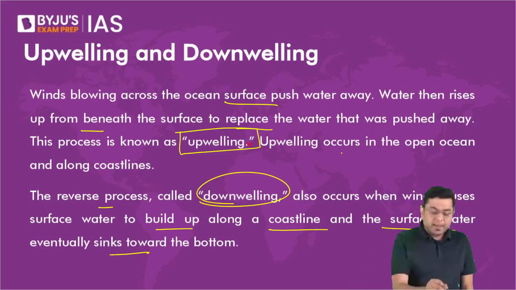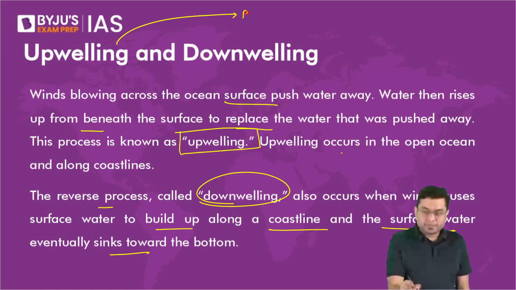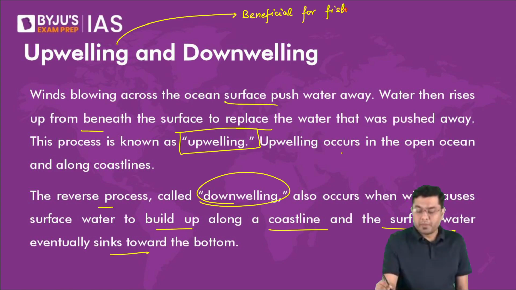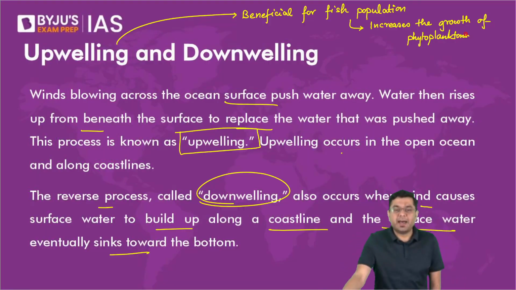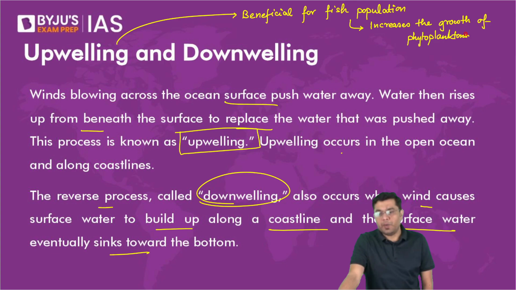So, upwelling is beneficial for fish population. How? It increases the population or growth of phytoplanktons. Okay? That is the aspect of upwelling and downwelling.